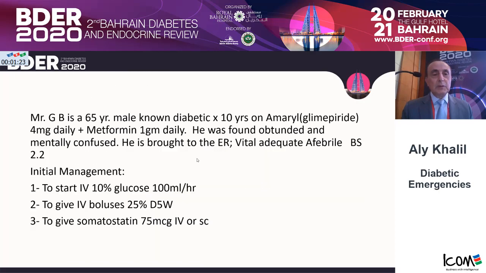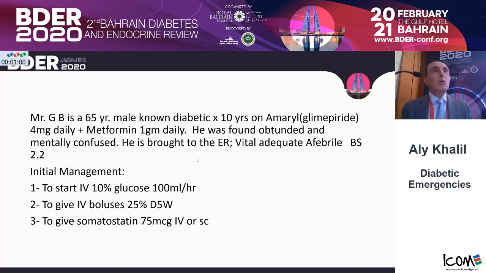Let me give you this. This is a case, and we'll finish. A 65-year-old male, diabetic for 10 years. He's been on glimepiride 4 milligrams daily and metformin 1 gram daily. He was found obtunded and mentally confused. He's brought to the emergency room. Vital signs are adequate. He's afebrile. Blood sugar is 2.2, obviously on the low side.